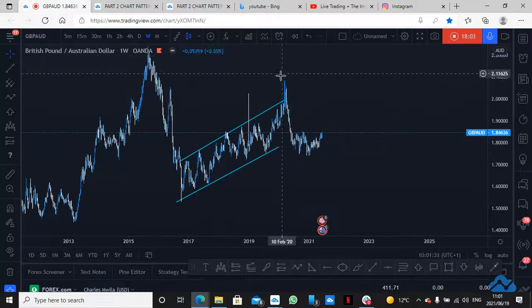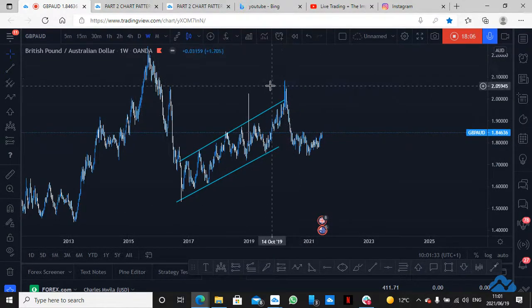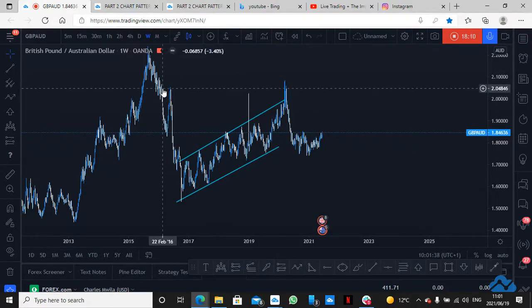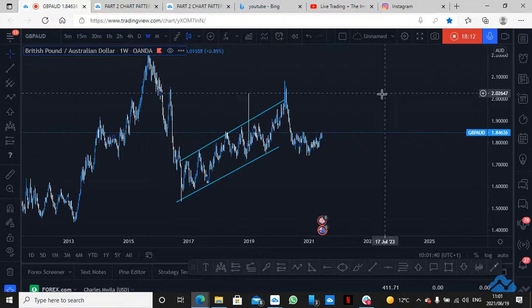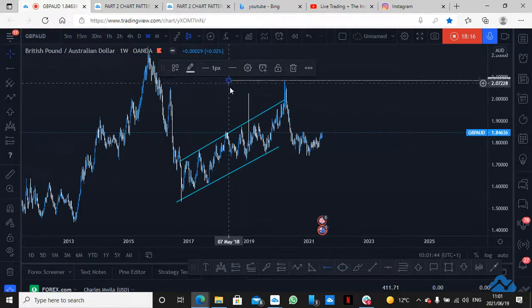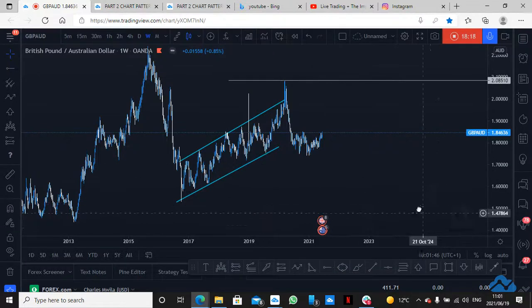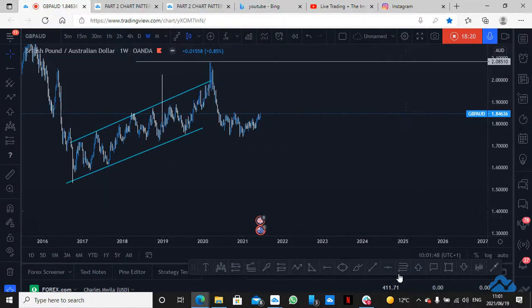Remember, this broke out to the upside, catching many people on the wrong side of the market, but they were good moves there because it's a weekly. They were still good moves, guys. We broke that high, so this was our highest point there on GA. And now price has been correcting in this manner.